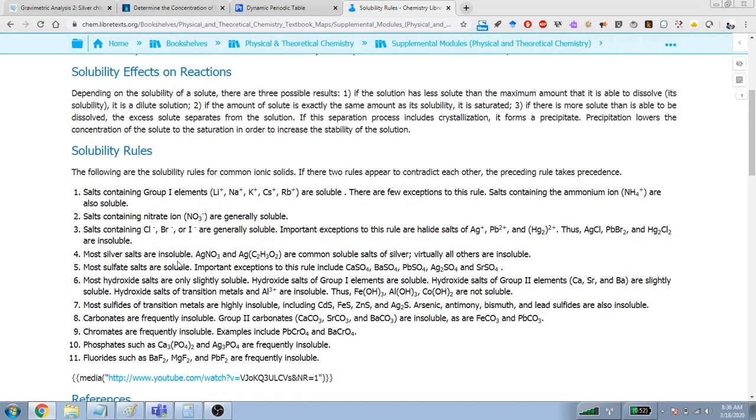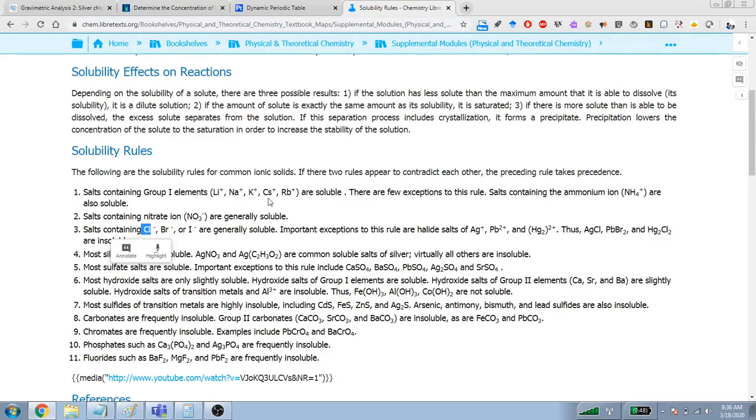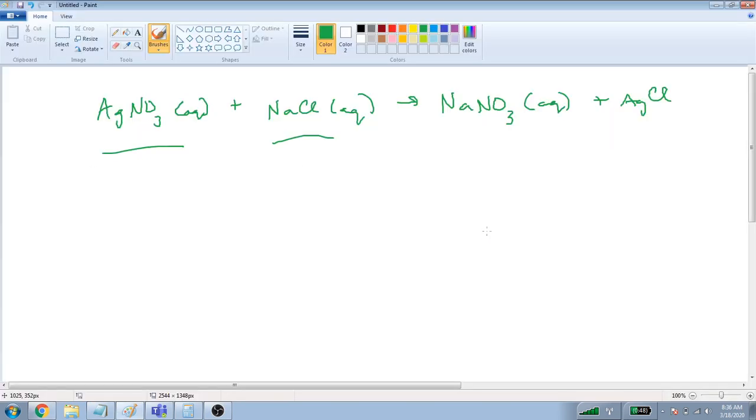I'm asking about the solubility of silver chloride there at the end. It says salts containing chloride are soluble. Oh no! Important exceptions are salts of silver. Oh, okay, so silver chloride is insoluble. So silver chloride is solid. All right, so silver chloride is solid.